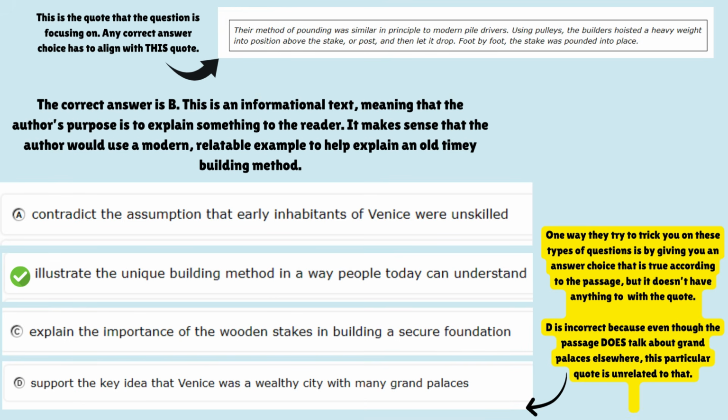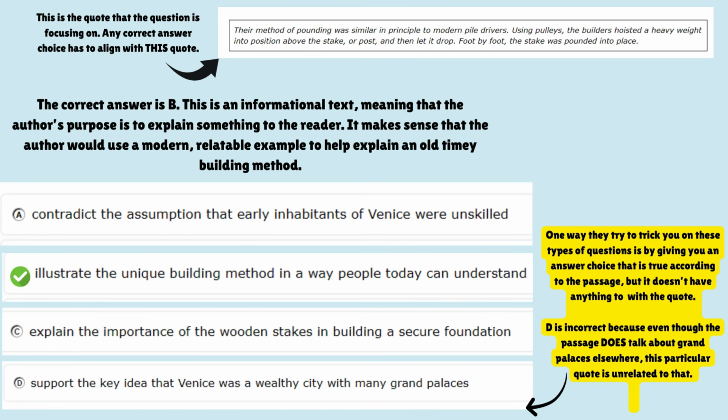Right up at the top, right underneath that arrow. This is the quote that the question is focusing on. Any correct answer choice has to align with this quote. And this is how they try to trick you. One way they try to trick you on these types of questions, the types of questions that give you a quote in a box and ask you to focus on that quote in the box.